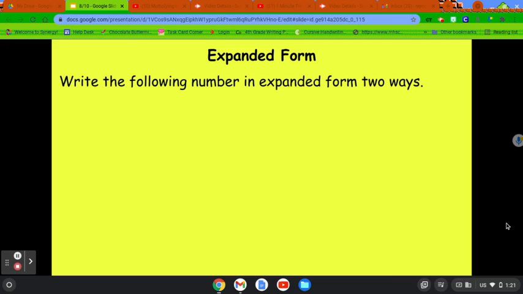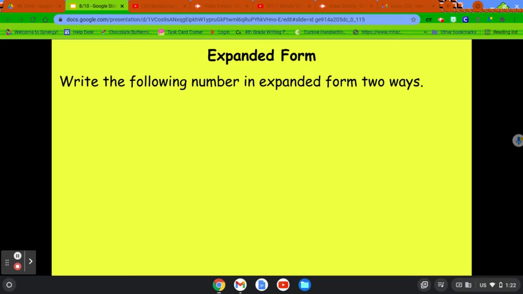All right, guys. So you're going to be working with the people around you to write each of the following numbers in expanded form in two different ways. Again, you want to write the following number in expanded form two ways, both the third grade way, where you add up the value of each digit, and the fourth grade way, where you use multiplication and add up those multiplication expressions.